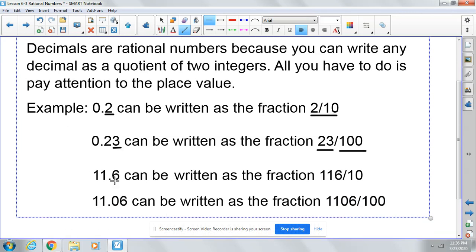Okay, sometimes you're going to be given a decimal that has a whole number and a decimal added on. So we have 11.6. Well, you still have to look at what place value your number ends in. Your number ends with a 6, and a 6 is in the tenths place. So if the last number is in the tenths place, your denominator is tenths. And whatever your total number is in that decimal, this is 116, you would write 116 over 10.